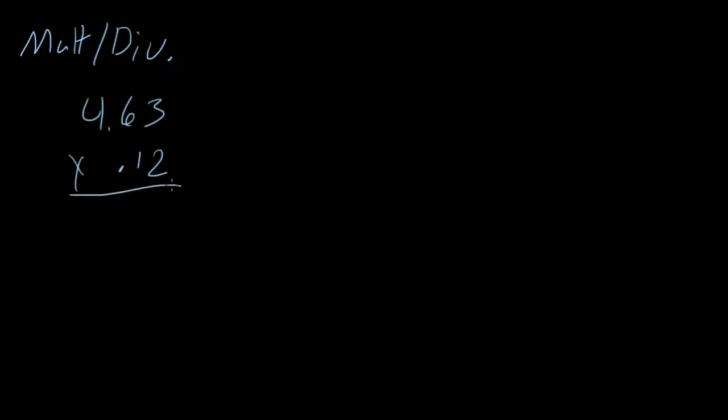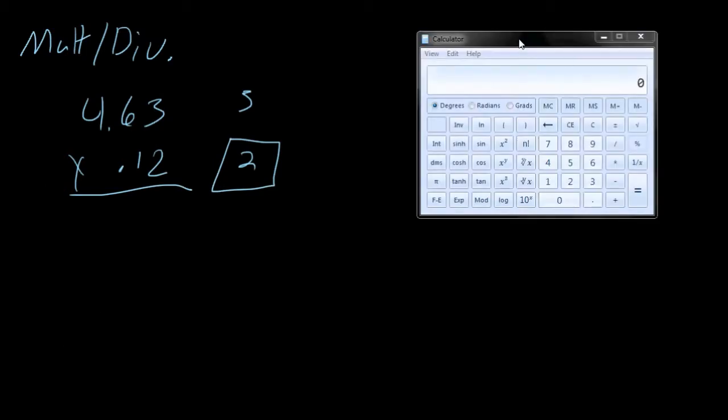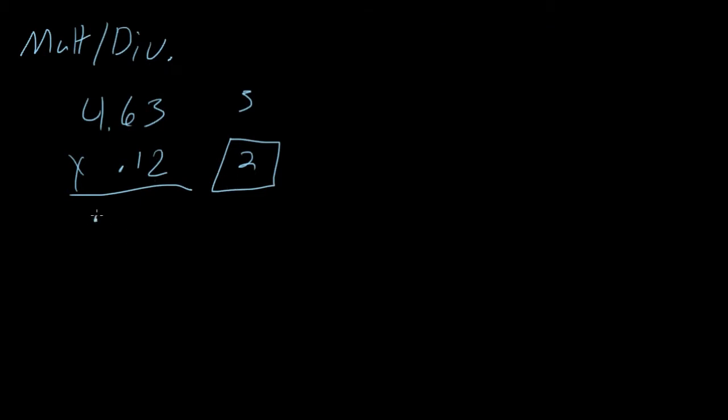For multiplication and division, it works like this. Let's say we had 4.63 times 0.12. You look at how many significant digits each has. This has 3 and this has 2. So when we multiply this, we're going to put our answer in the lowest number of significant digits. I can't do that in my head. Hold on. 4.63 times 0.12. The true value is 0.55556. But we're going to round to 2 significant digits, and so we're just going to get 0.56. You always round to the smallest number of significant digits.